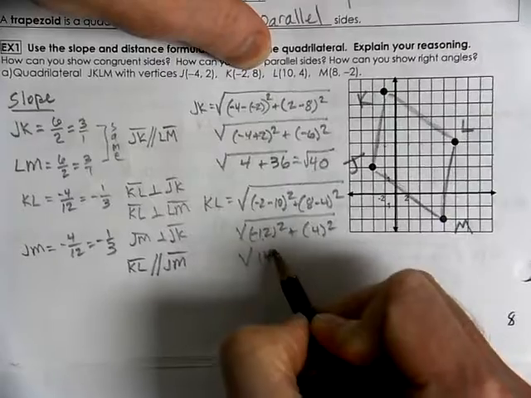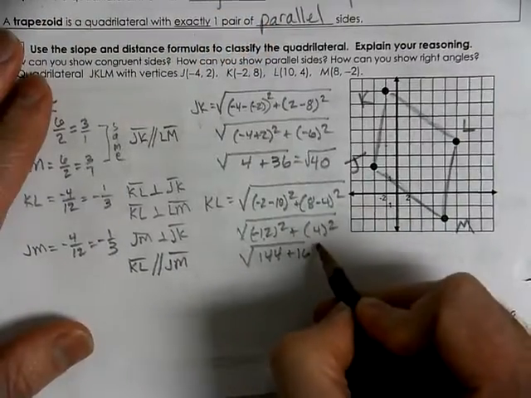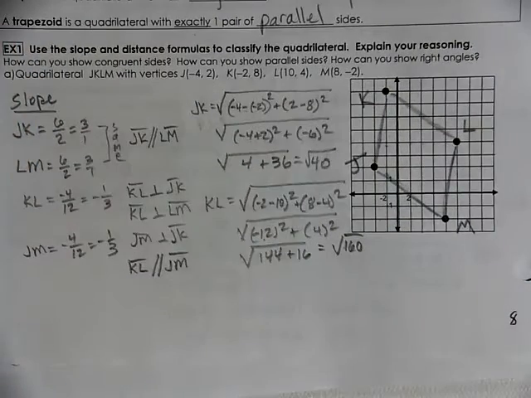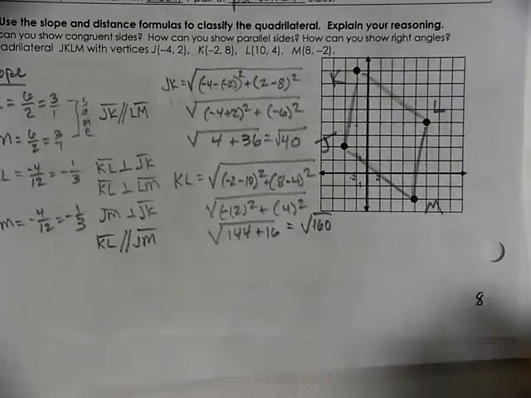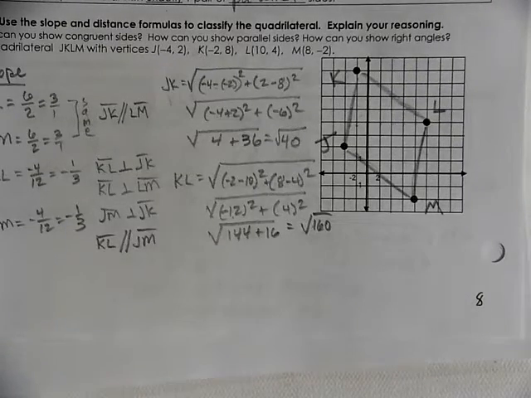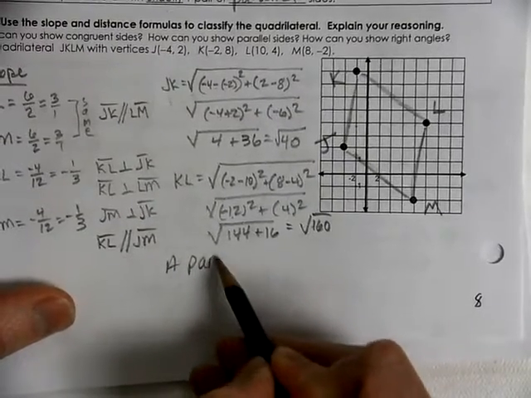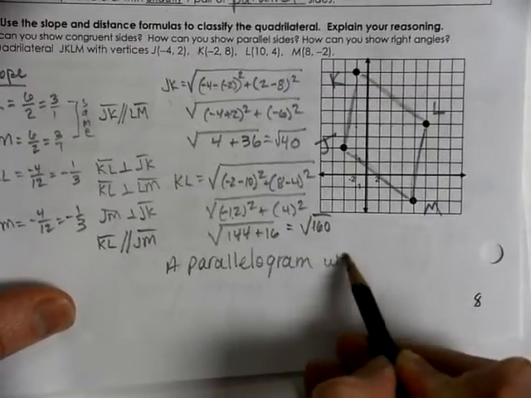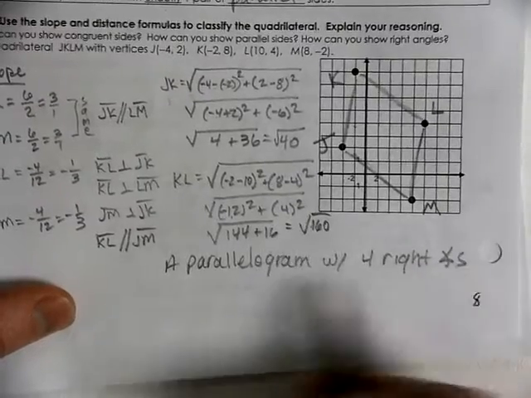That gives me -12 squared, and that gives me 4 squared. Whoa, this is much different. That's 160. So those are not congruent sides. So this is just a rectangle. So what we have, a parallelogram with 4 right angles.